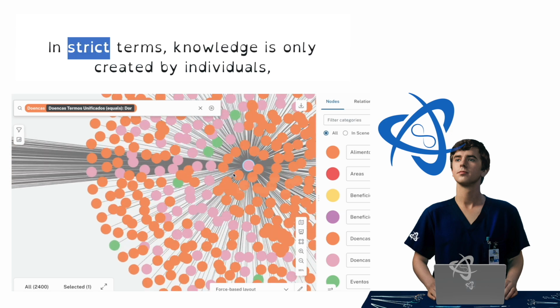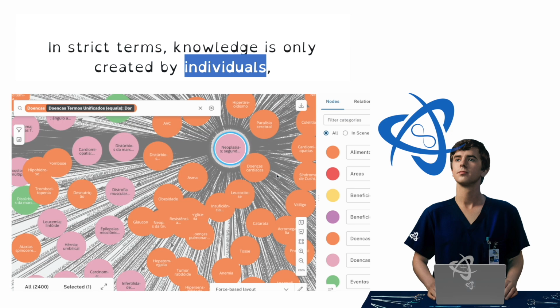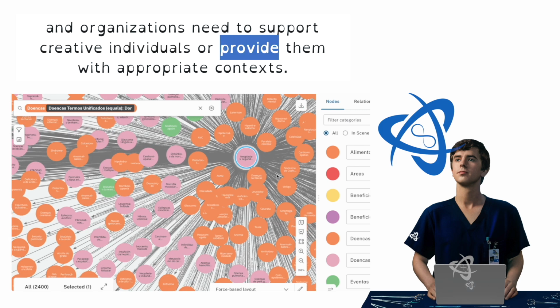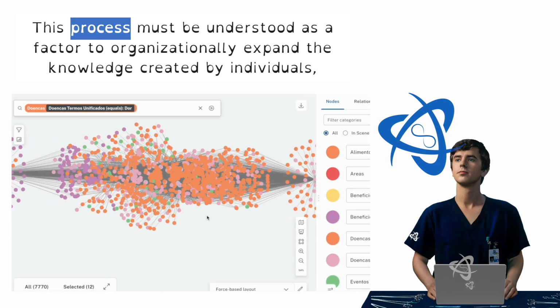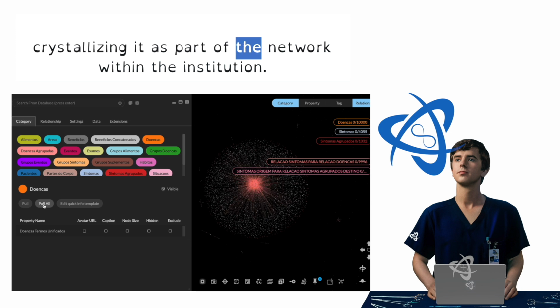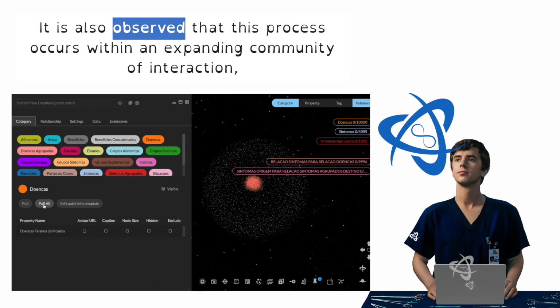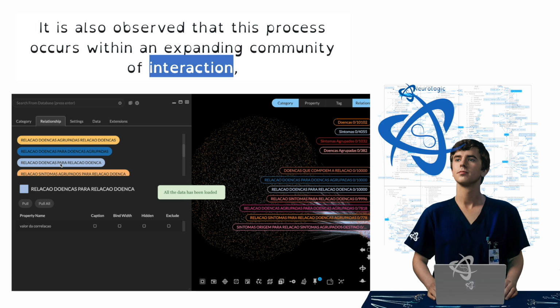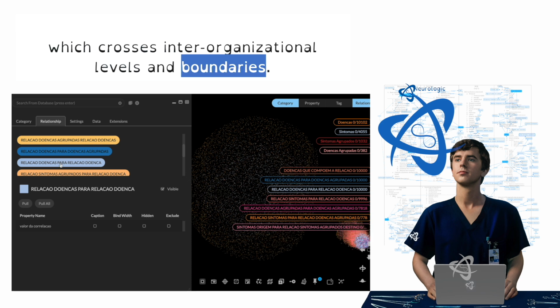In strict terms, knowledge is only created by individuals, and organizations need to support creative individuals or provide them with appropriate contexts. This process must be understood as a factor to organizationally expand the knowledge created by individuals, crystallizing it as part of the network within the institution. It is also observed that this process occurs within an expanding community of interaction, which crosses interorganizational levels and boundaries.